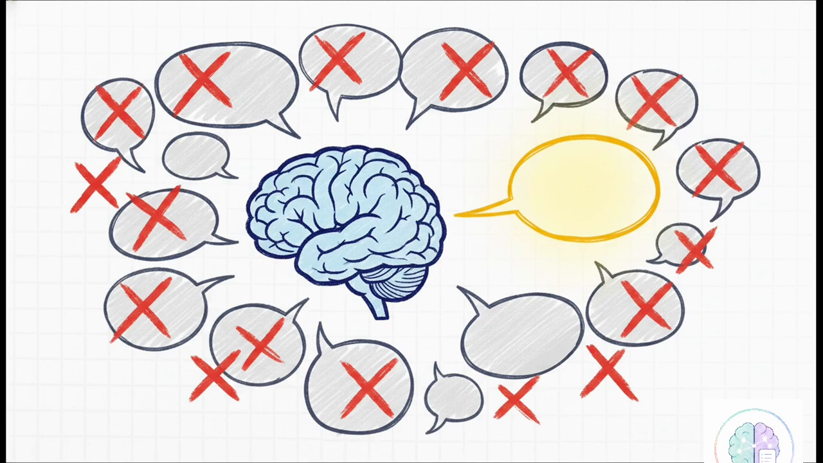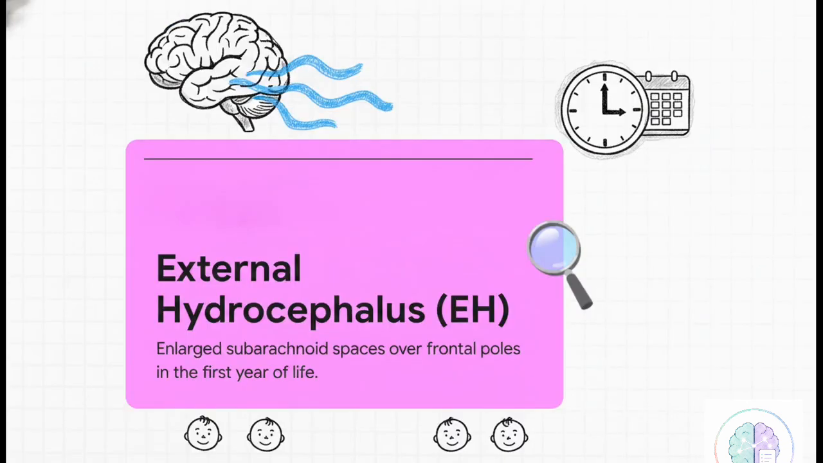It's a lot, right? But for the sake of absolute clarity in this explainer, we're just going to stick to one term, external hydrocephalus. So what is it exactly? At its core, external hydrocephalus is defined by enlarged subarachnoid spaces. This extra fluid accumulation happens primarily right over the frontal poles of the brain. And here's a key takeaway. It's overwhelmingly a condition that pops up in the very first year of life.